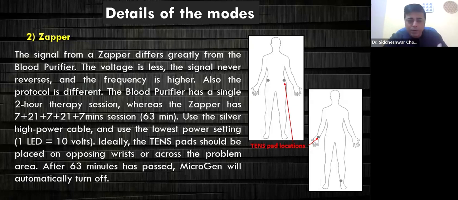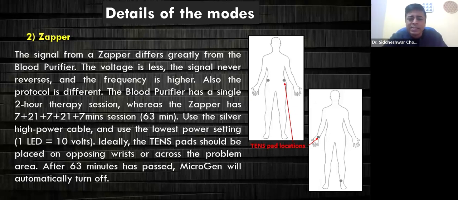Like in the blood purifier mode, I said you will be going up to maximum 3 LED levels, which makes it 30 volts, right? And the classical Bob Beck blood purifier was 27 volts. So that is why we are staying around that range. So the Hulda Clark zapper is around 9 to 10 volts. So we are going for one intensity level, which is 10 volts.